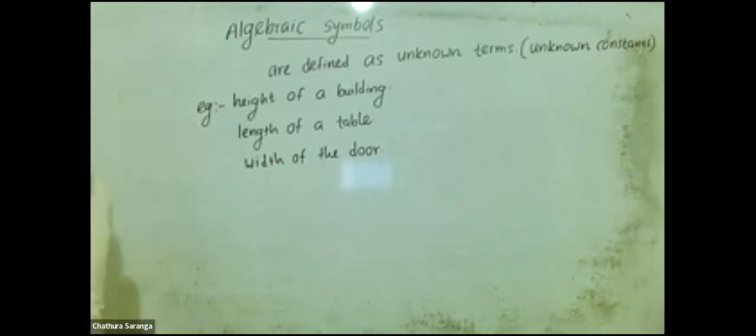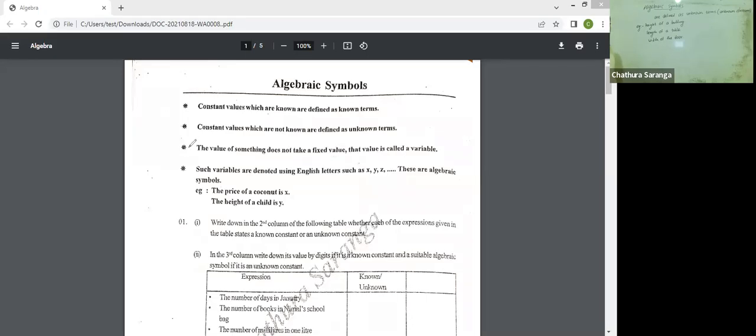Have you finished? Yes, sir. Another? Okay, sir. Okay. Right. Next statement. Your third statement. I will share a screen. My screen is shaking. This one. The value of something.